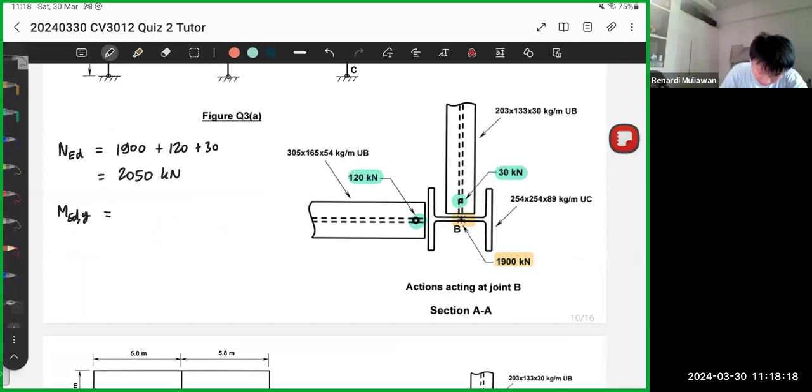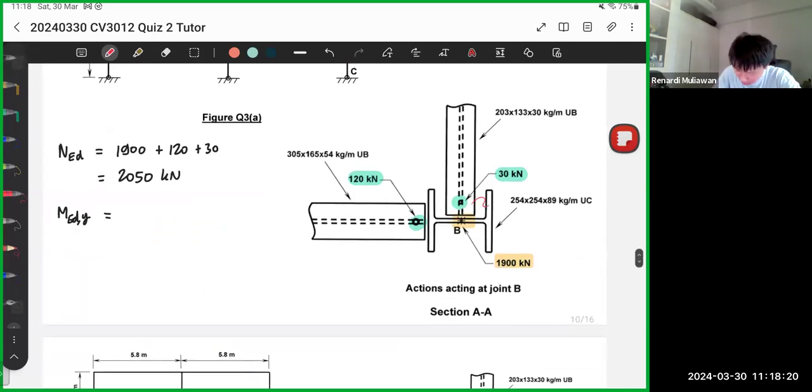Now we find MEDY. Again, you must be able to find it from the picture. You see, this one is YY. Using the thumb rule, you will have it like this. That's YY. Then for ZZ, it's this way.